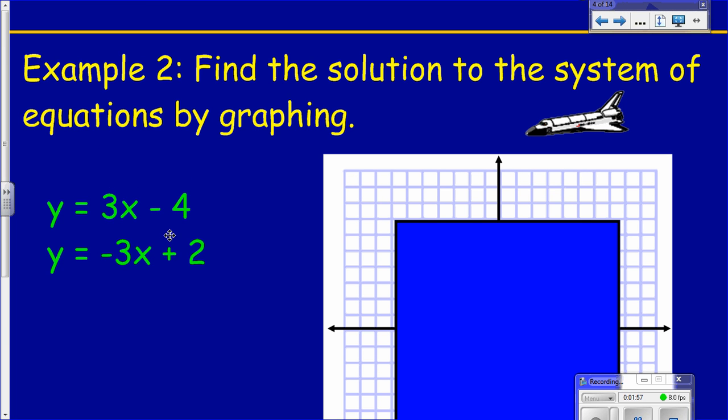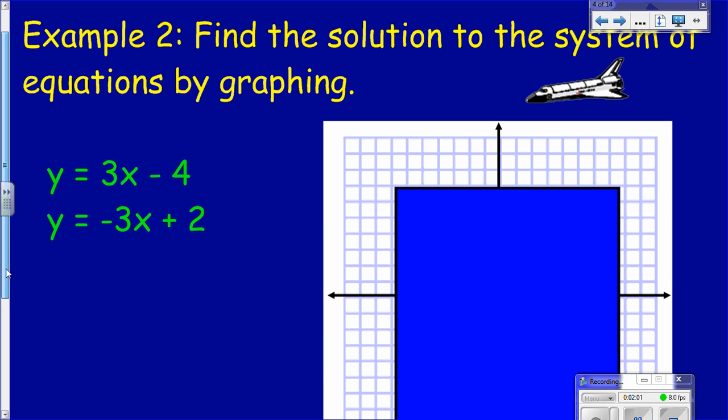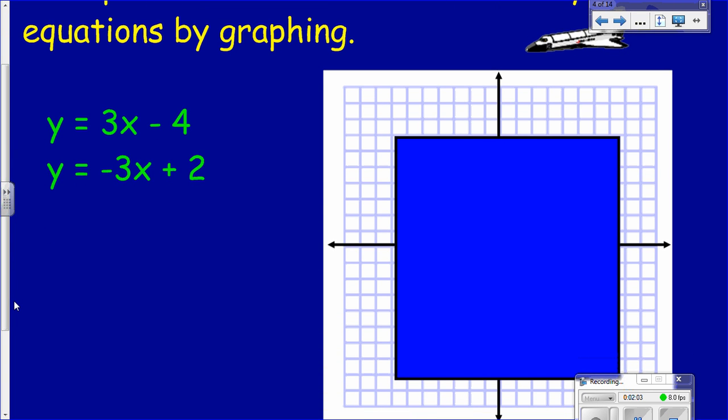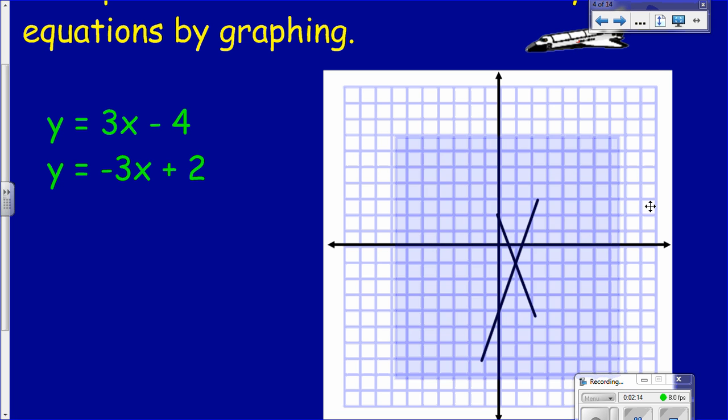Here's another example. y equals 3x minus 4, and y equals negative 3x plus 2. Again, stop the tape, take a few moments, graph both of these equations, and see the point where they cross. Your graph should look something like this. The intersecting point of the two equation lines is 1, negative 1.